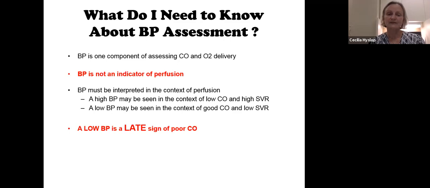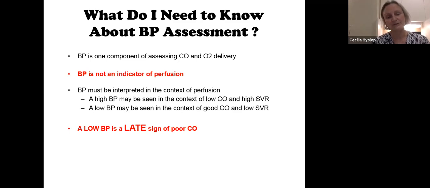So blood pressure must be interpreted in the context of perfusion. A high blood pressure may be seen in the context of low cardiac output and a high systemic vascular resistance. So for instance, if I have a very high blood pressure, if we're very vasoconstricted, we actually may not have very good cardiac output because it can't get it out against the very vasoconstricted vessels.